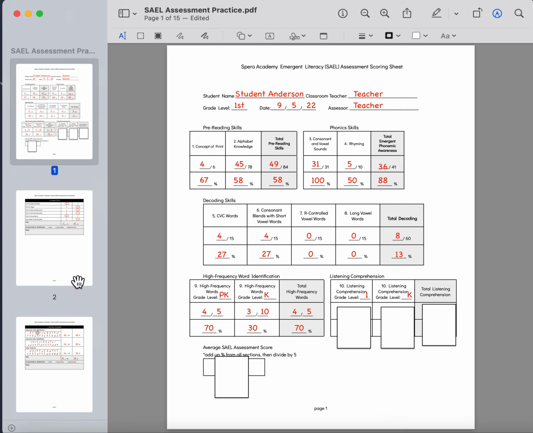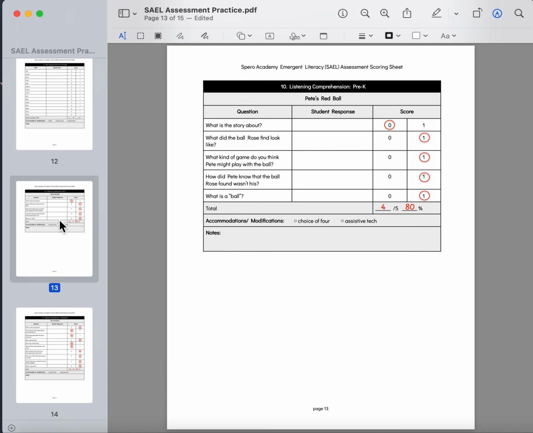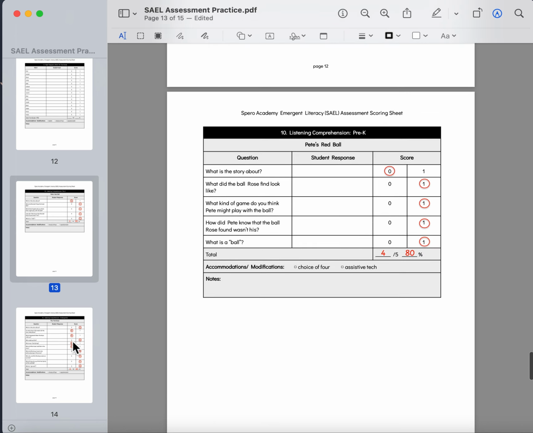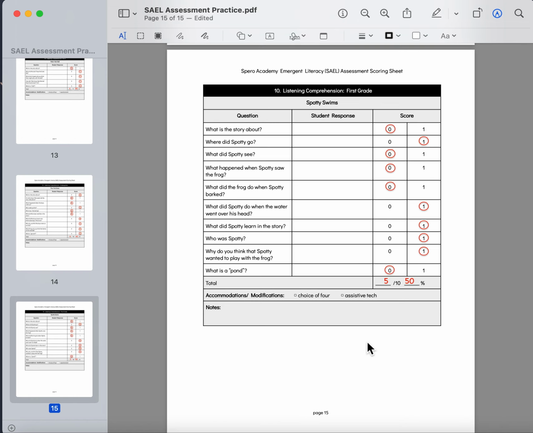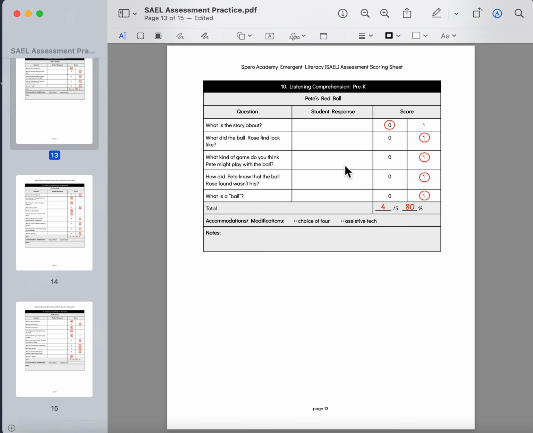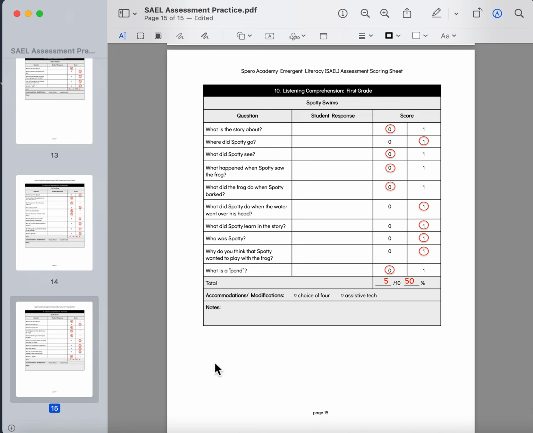For the listening comprehension, that was the one that got a little bit tricky that I want to show you. So, listening comprehension, they scored 4 out of 5 for pre-K or 80%. They scored 6 out of 10 for kindergarten. And then they scored 5 out of 10 for first grade. So, all of those are really close. This one is exactly at 80%. And remember, we're looking for 60 to 80% for that instructional area. So, this is at the top, this is at the bottom, and this one is just a tiny bit lower.